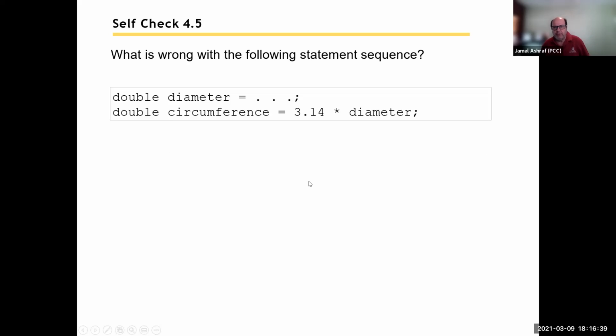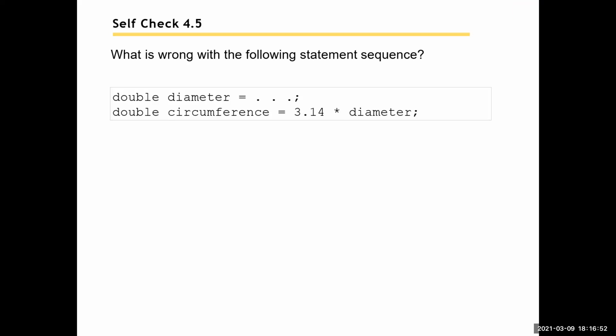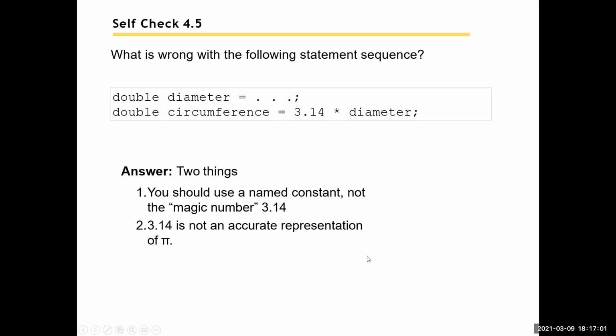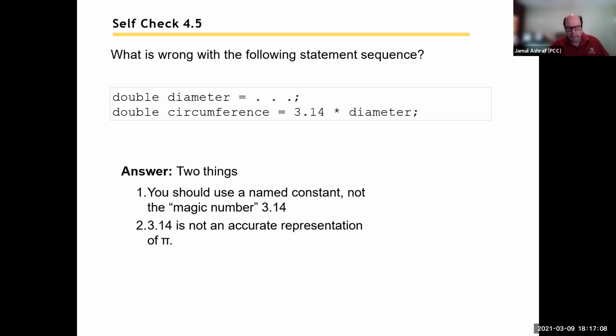What is wrong with the following statement sequence? The pi should be declared as a final. And of course, 3.1 is not an accurate number.